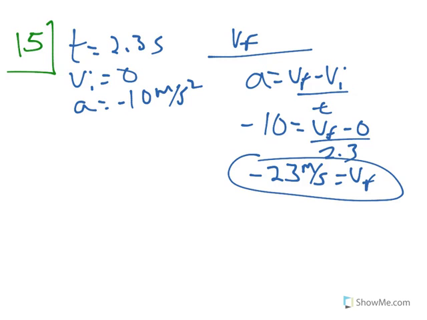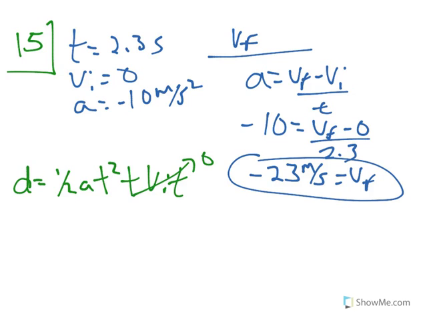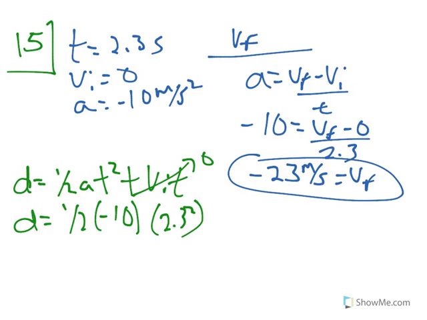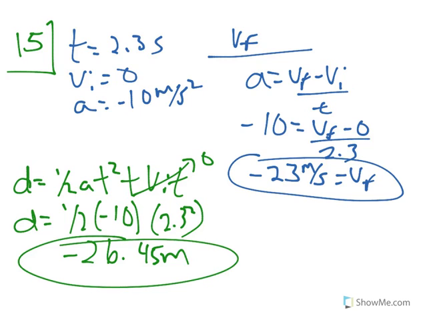Alright, and then for distance, I need to use the D equals 1/2 AT squared plus VIT. Initial velocity is 0 because they dropped it, and D is equal to 1/2 times negative 10 times 2.3 squared. And if we do this, we get the answer of negative 26.45 meters. Okay? So there you go. Those are the main ones.